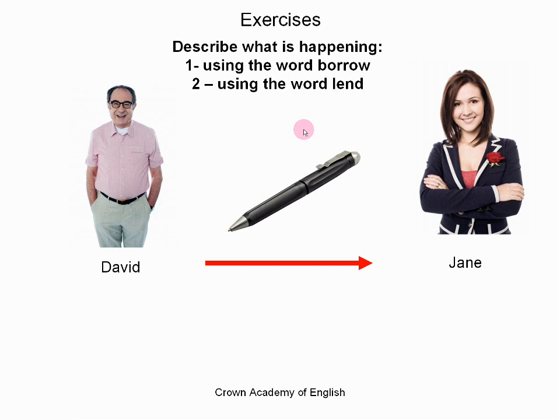Okay, so are you ready? The answers are, using the word borrow, question 1, we would say Jane is borrowing a pen from David. So we borrow something from somebody. Jane is borrowing a pen from David.